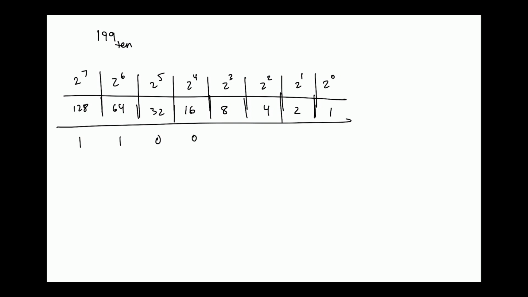No. Does 8 go into 7? No. Does 4 go into 7? Yes, once with 3 left over. Does 2 go into 3? Yes, once with 1 left over. Does 1 go into 1? Yes, once with no leftover. And there should be no leftover by the time you're done. If there is, you've messed up. So this is the binary encoding of 199.